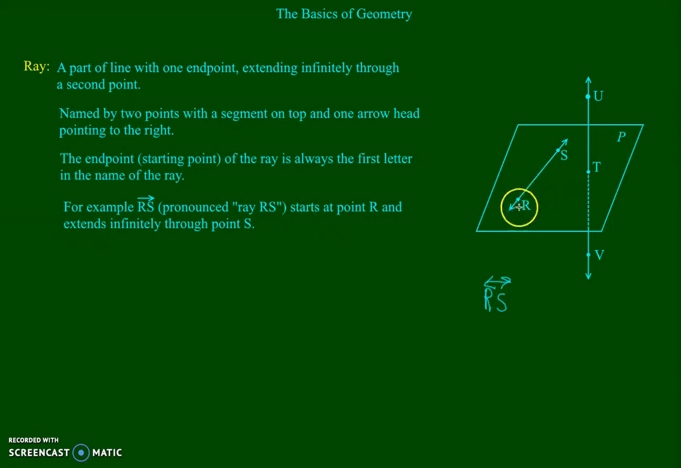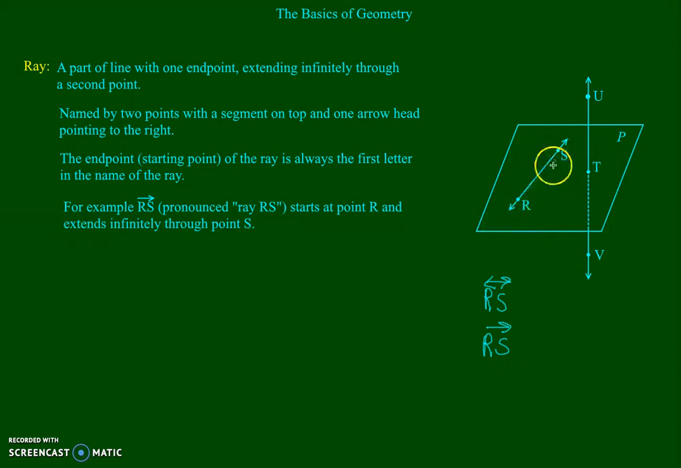So in this picture, what we'll be talking about is all the points starting at R and moving through S infinitely in that direction. The difference being that none of the points on this side of R would be included in that ray. So again, ray RS starts here and goes that way forever. So that would be RS.